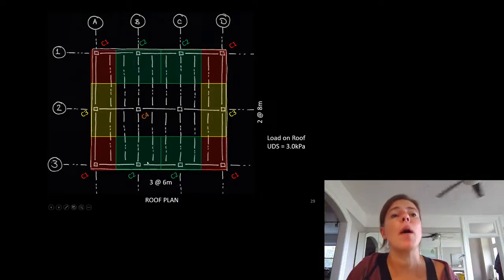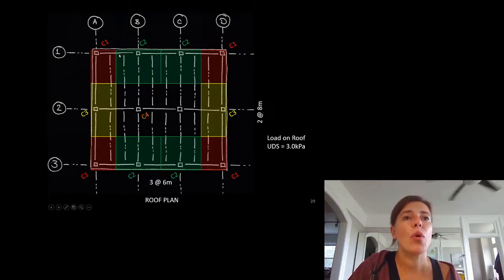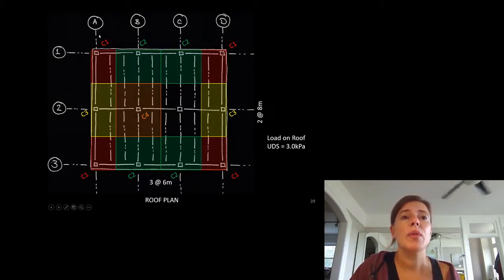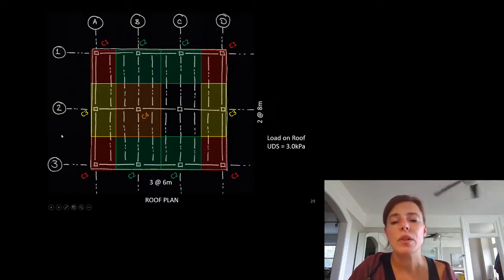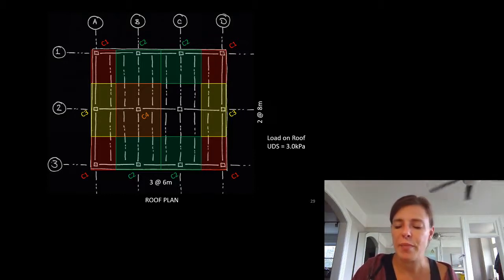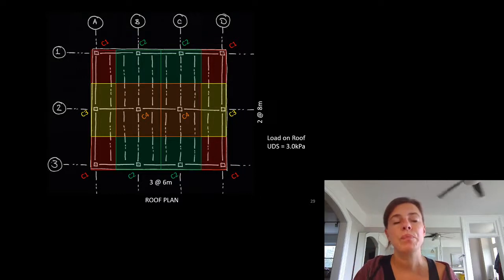Let's look at C4. It's going to take 1/4 of this grid, 1/4 of this grid, 1/4 of this grid, and 1/4 of this grid, giving us this entire tributary area. We know that each of these bays are 3 meters, so we've got 6 meters here, and we've already figured out that that's 8 meters. So we've got 6 times 8, or 48 meters squared. So C4 is carrying 48 meters squared, and we've got two of those.